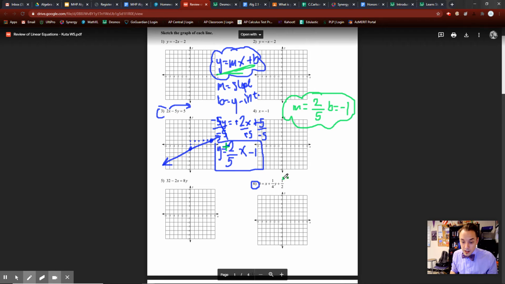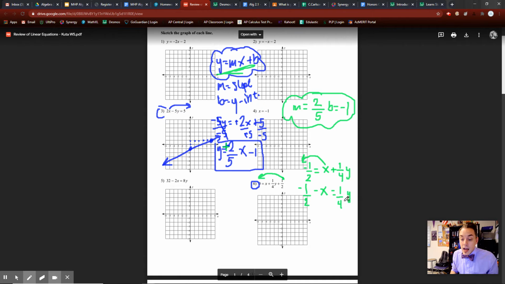When I move it over to the other side, it's going to look like this. Negative 1/2, because 0 minus 1/2 is just negative 1/2, equals x plus 1 all over 4y. I still need y by itself, so how do I get y by itself? I could subtract x over. So I have negative 1/2 minus x, and then equals 1 all over 4, and then y.